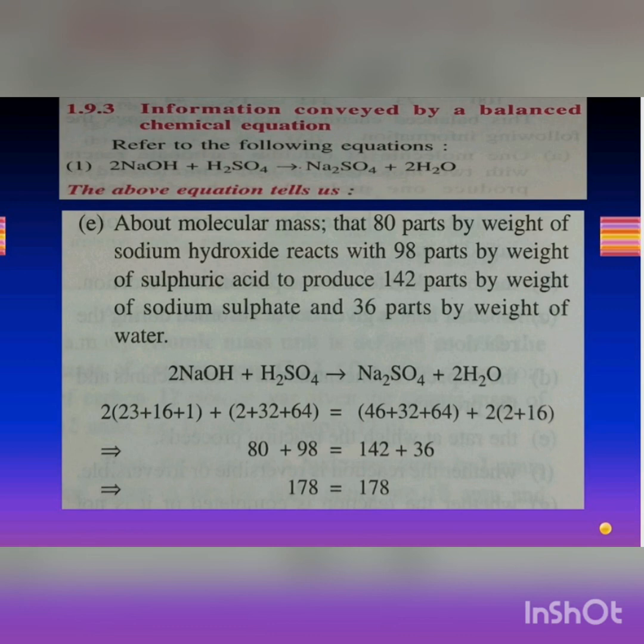If we see this example, if you calculate the molecular mass, it shows that the molecular mass of NaOH is 80. And how do we arrive at 80? The mass of sodium is 23, oxygen is 16, hydrogen is 1. Now how did we arrive at 23 for sodium? Sodium has 11 protons and 12 neutrons. So 11 plus 12 makes it 23.